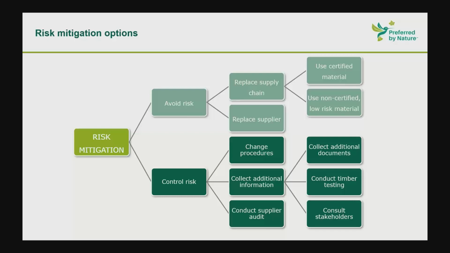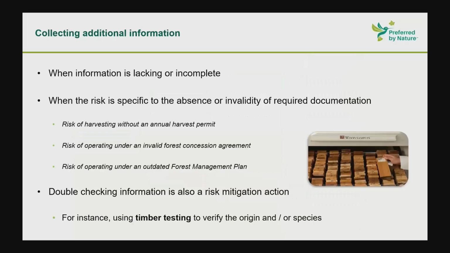We can divide those options into two big groups, but that's just a way of presenting things. So we have risk avoidance actions, which would be more about replacing or changing something about the material or the supply chain. But we also have controlling the risk. And this is more about really digging deeper into whether a risk of illegality is happening or not in the supply chain. So I will present a few examples.